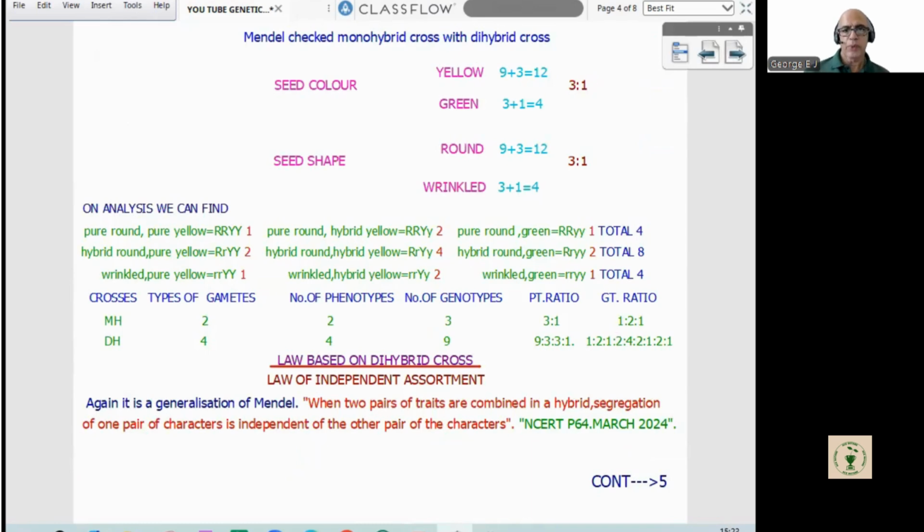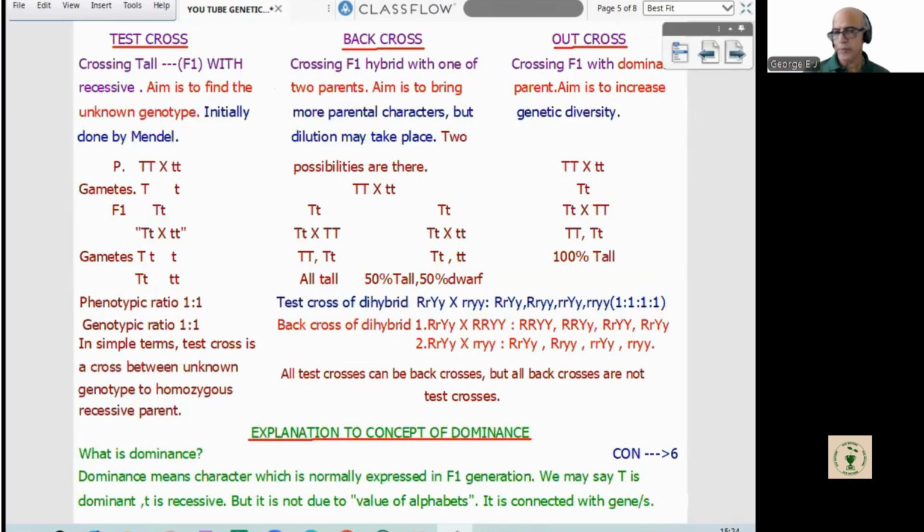checking by Mendel with the monohybrid and dihybrid cross: yellow-green, 3:1, round-wrinkled, 3:1. And how these 16 squares will be formed, that is given here, another common question. Then here we can find monohybrid, dihybrid, number of gametes or types of gamete, phenotype, genotype, phenotypic and genotypic ratio. Then the law based on dihybrid cross, definition given in the NCERT book.